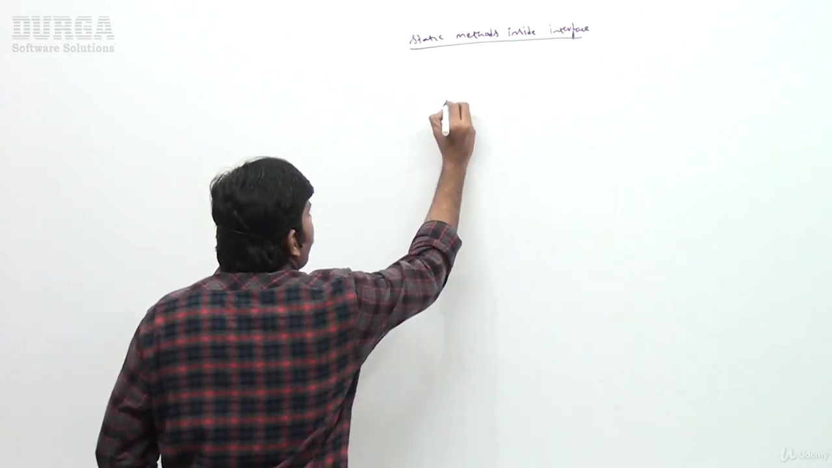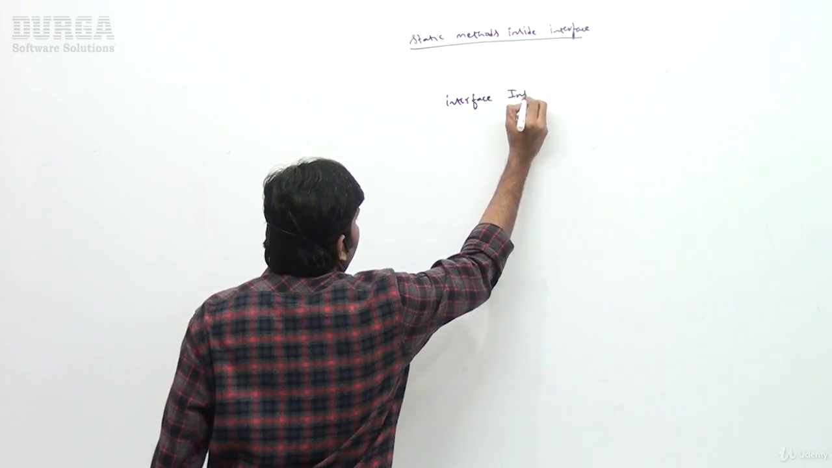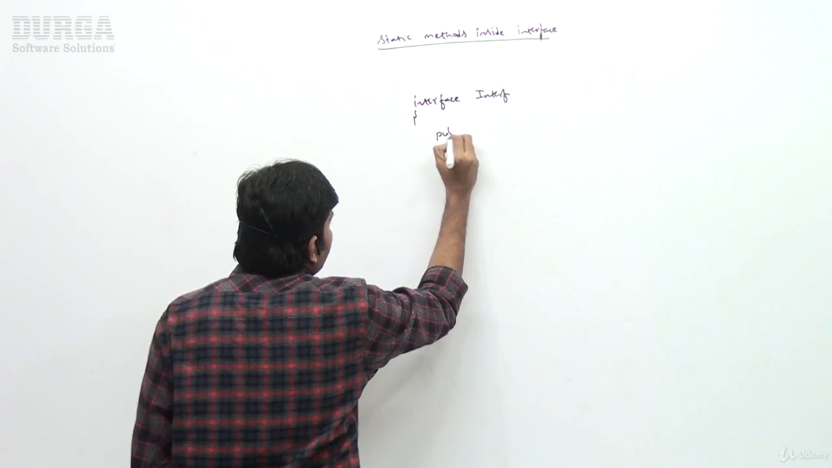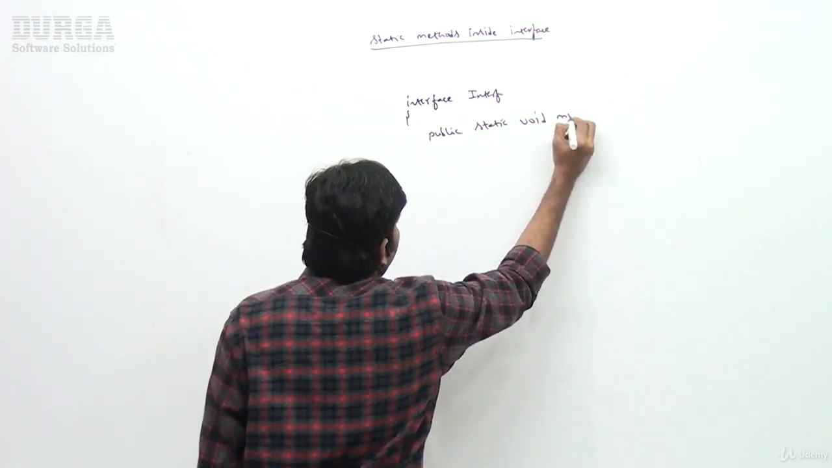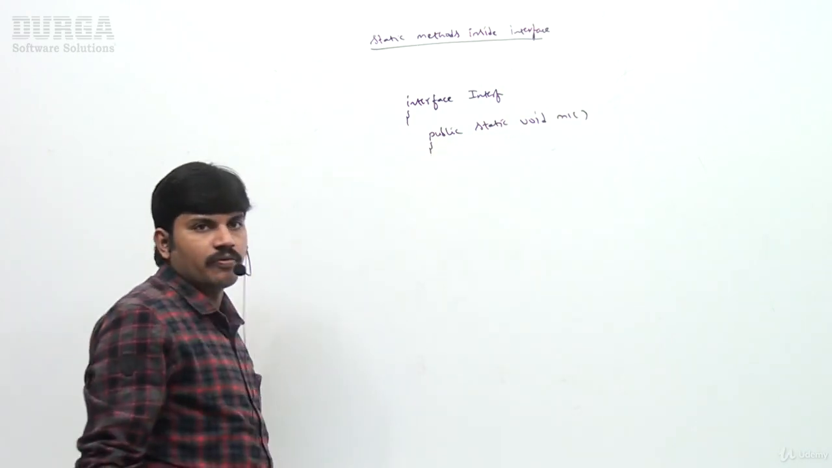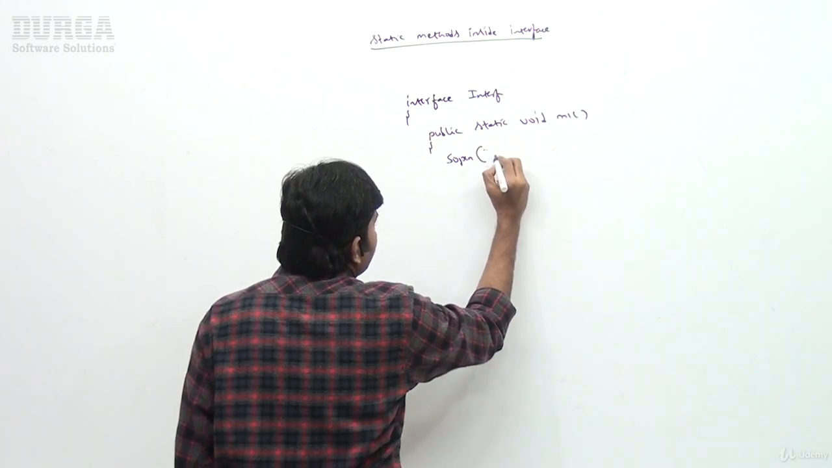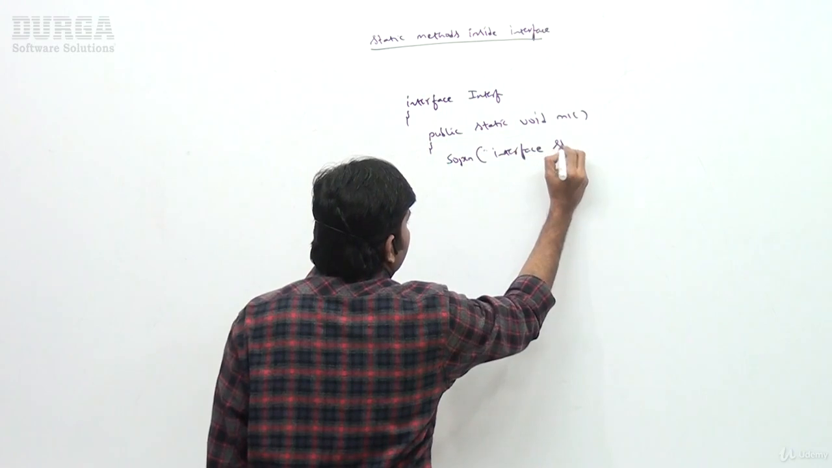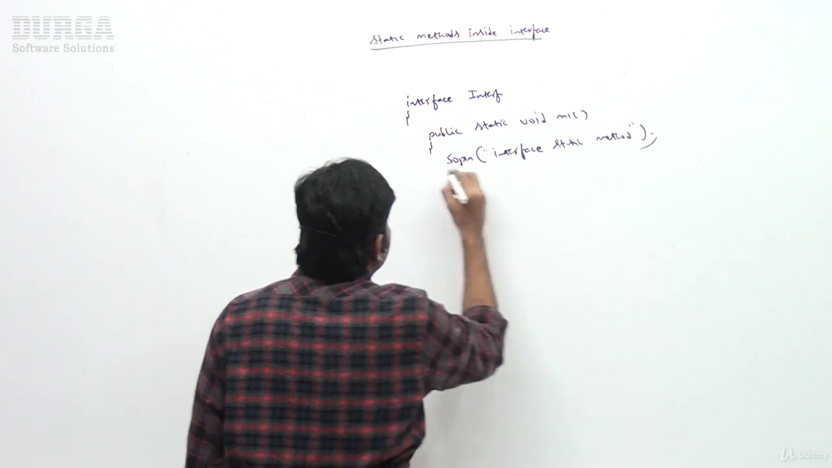Suppose I have one interface, interf. Within that I am taking public static void m1, with a System.out.println inside. This is how an interface static method looks.